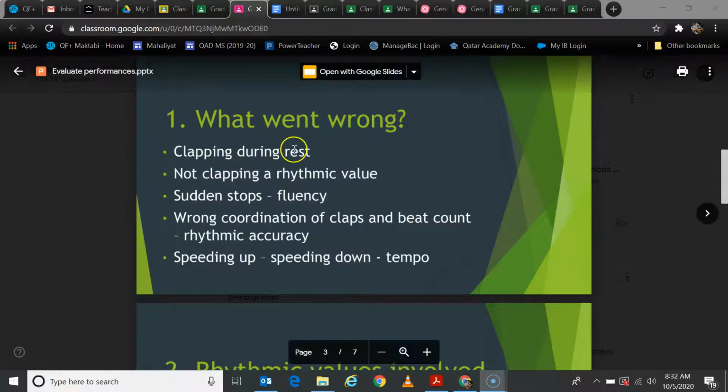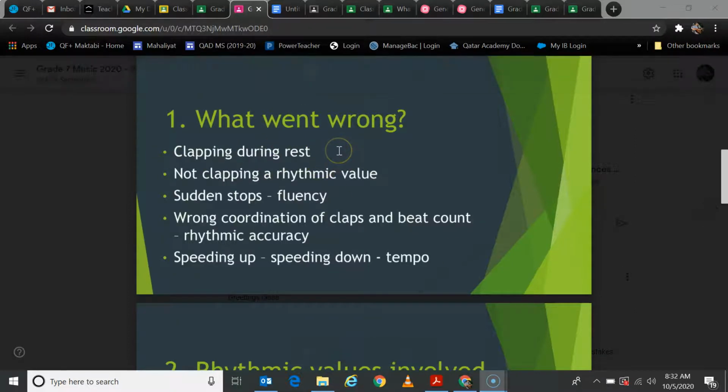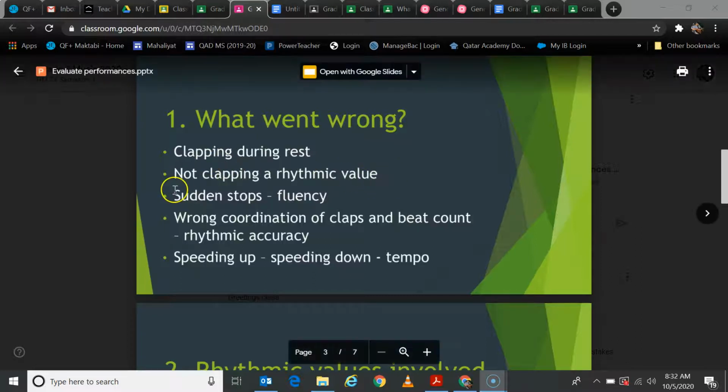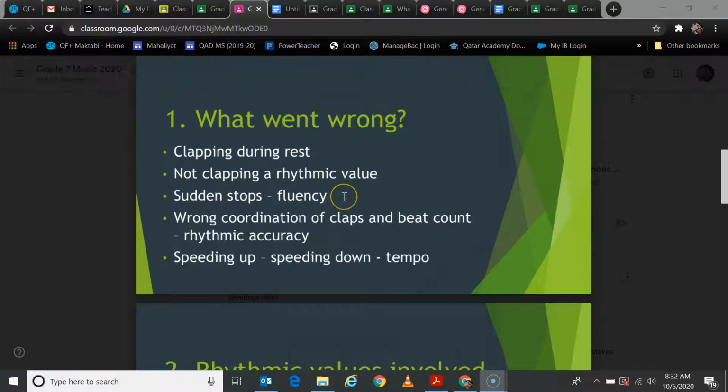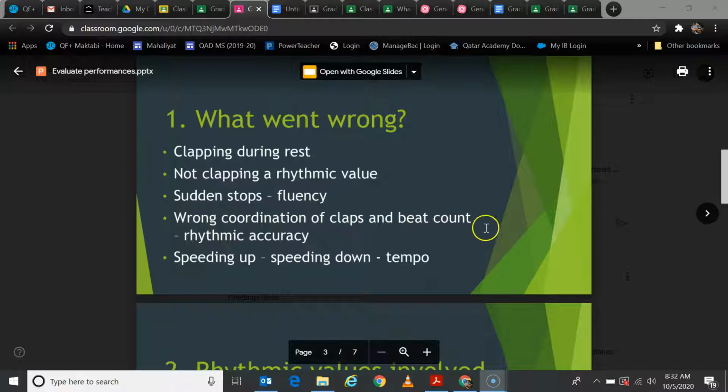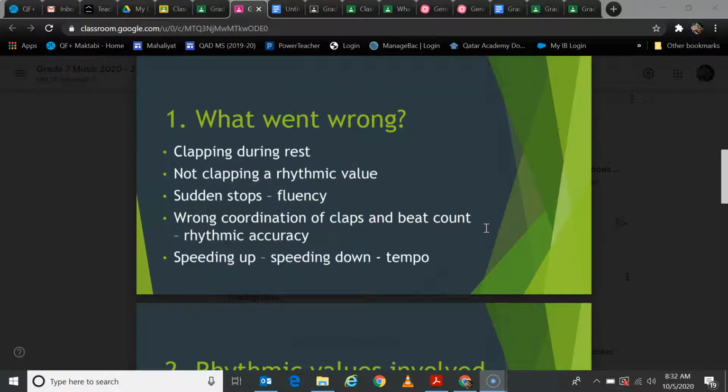For example, clapping during a rest. You're not supposed to clap during rests, or not clapping a rhythmic value, or making sudden stops, which is a problem of fluency, making sudden stops in between bars or even in between beats. Wrong coordination of claps and beat count. When you don't coordinate your clapping with the beat count that you keep, that is a problem of rhythmic accuracy. And of course, speeding up or slowing down, which is a problem of tempo.